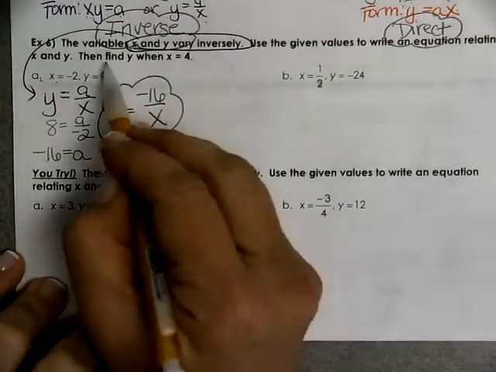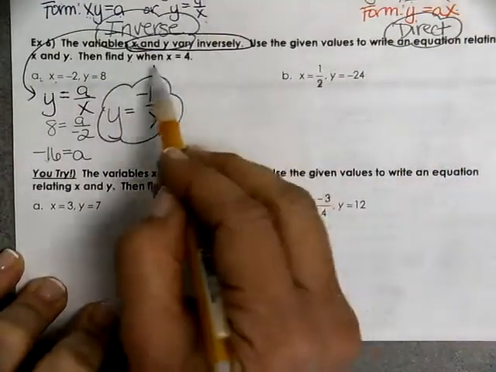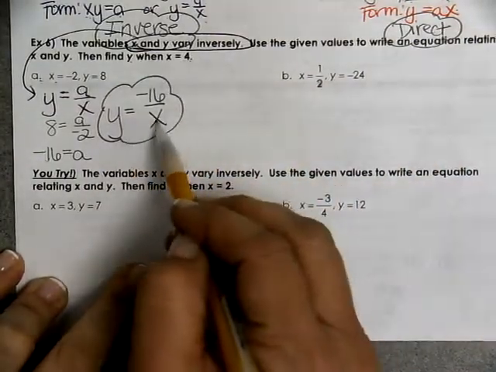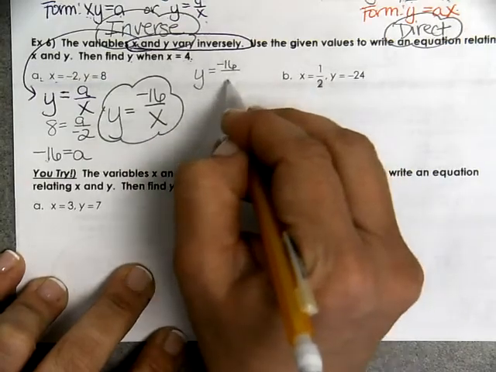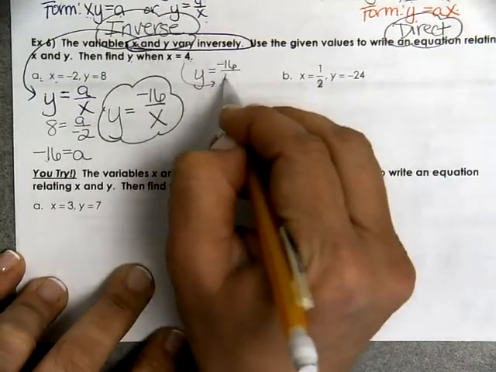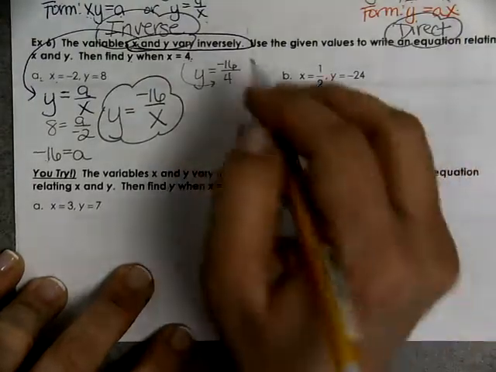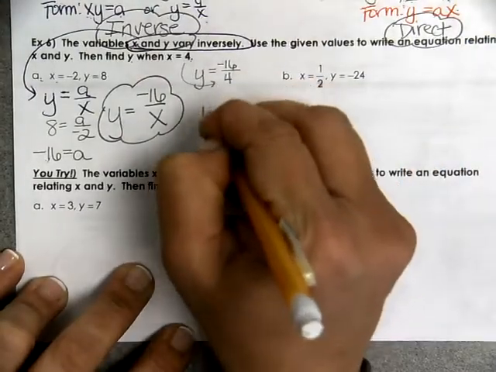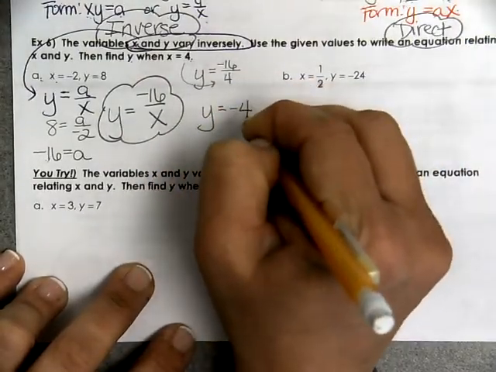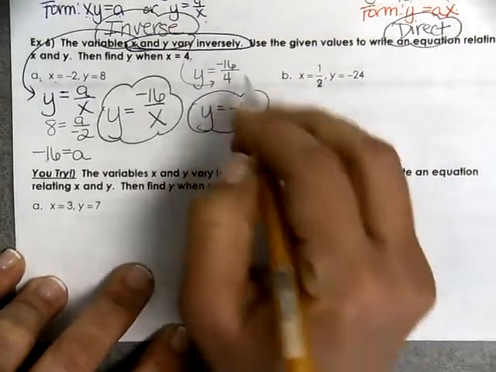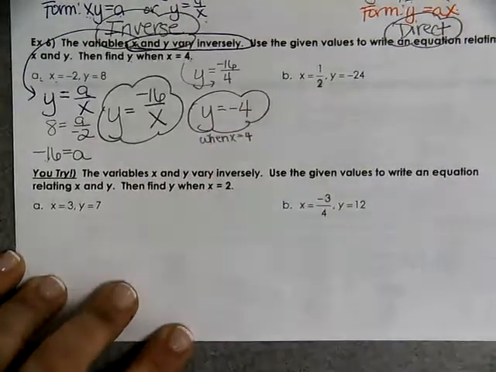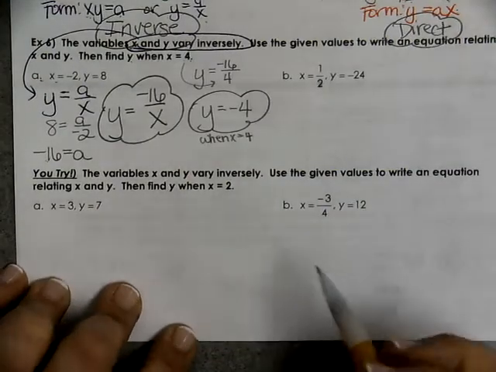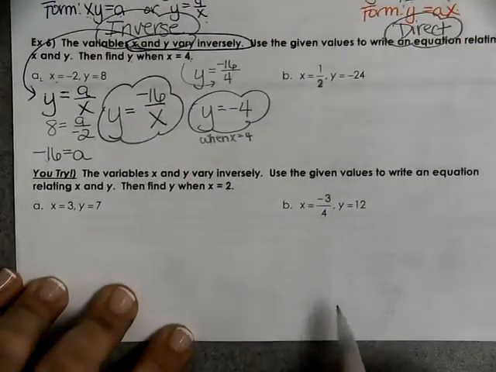Okay? Now, again, it says find y when x is 4. So let's use this equation, y equals negative 16 over x, but now let's put 4 in for x. So negative 16 over 4 is negative 4. So y is negative 4, basically when x is 4, okay? So those are the two parts to example 6a.